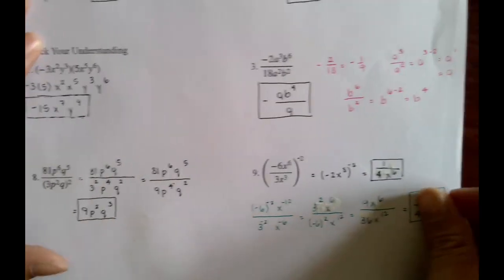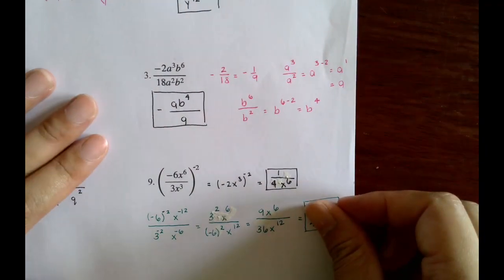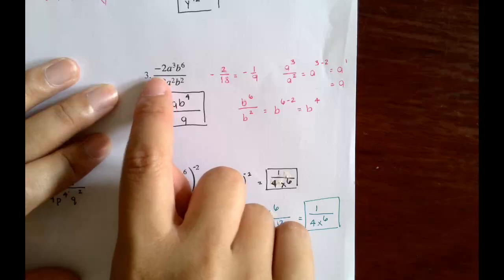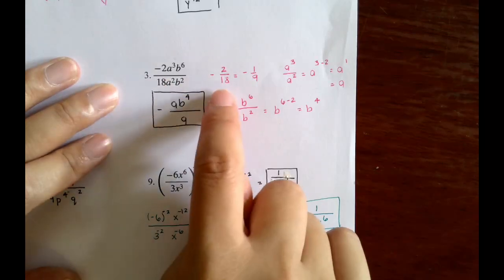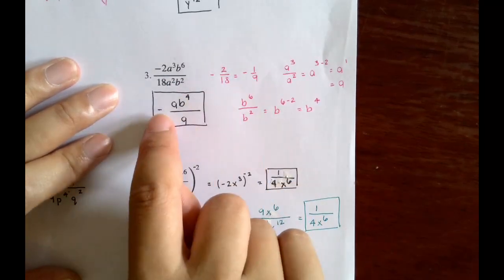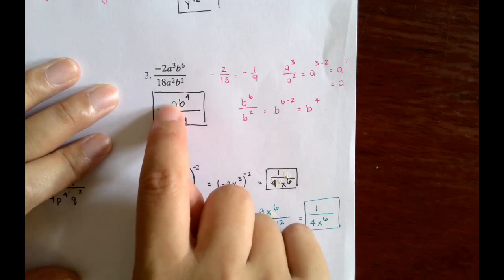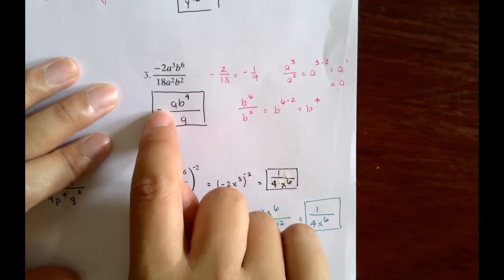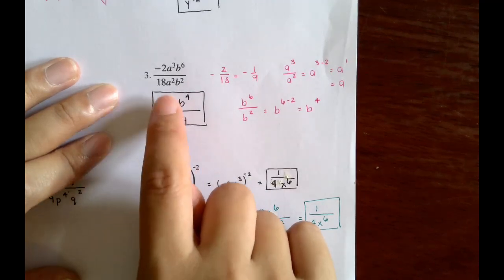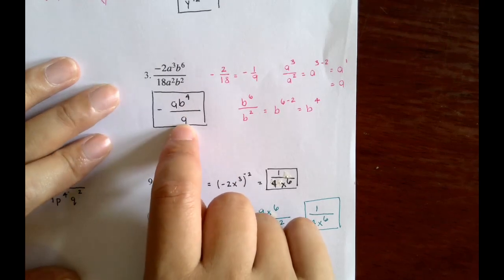Okay. Number 3 here, I simplified each part. This is the quotient property. So negative 2 over 18 is negative 1/9. There's no need to write the 1 at least because there's other things that's going to be on top. So that's where the negative and the 9 comes from on the denominator.